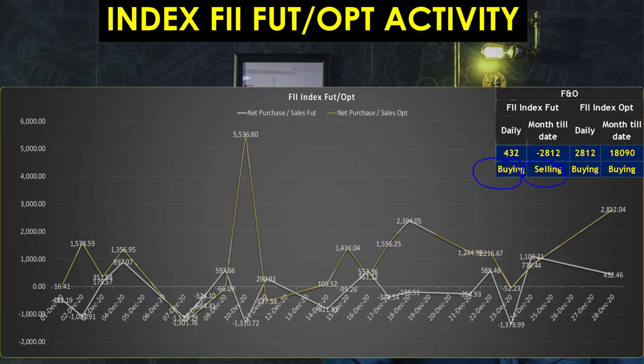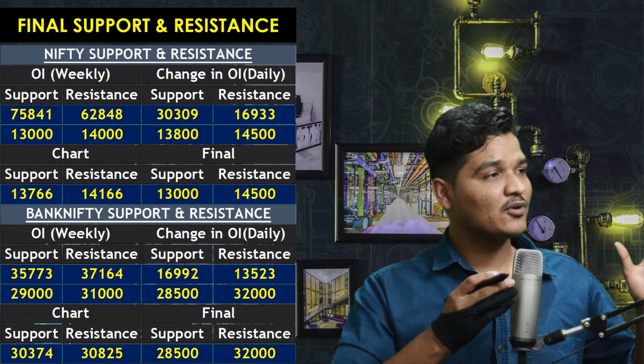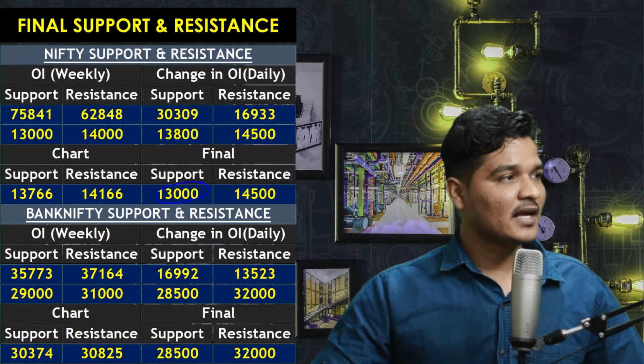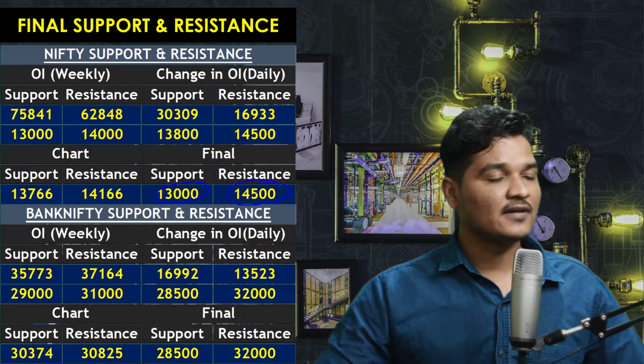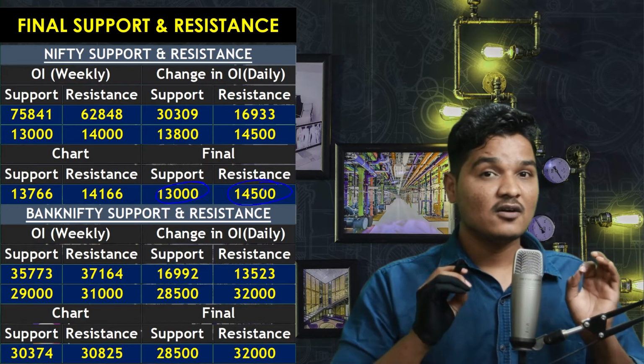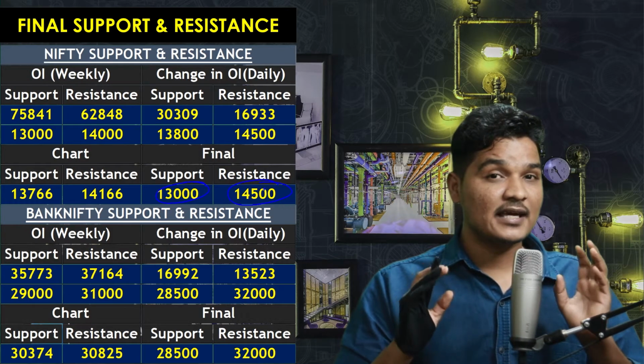And if you see the option activity as well, in options they were continuously buying, month till date also, and today also they bought. Now let's move to next and do the final support and resistance analysis. If you see here the final support and resistance, then Bank Nifty final support is at 13,000 and resistance is at 14,500. Well, if you see here 13,000 and 14,500, then there is a 1,500 points gap.